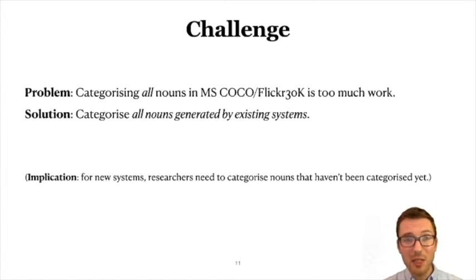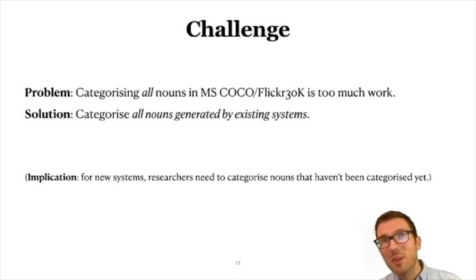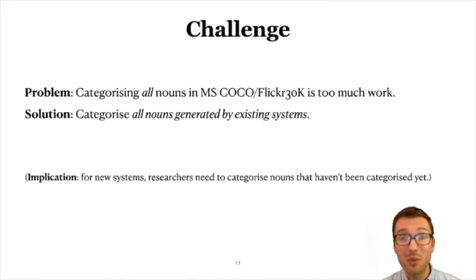The implication here is that for new systems, you would need to check whether it produces any nouns that are not in the lexicon yet, that do refer to people. I don't think this is a lot of work because current systems just don't really produce very diverse output. So I'd expect this to be maybe an afternoon's worth of work.